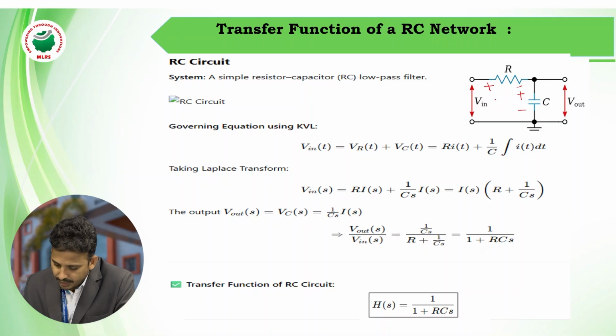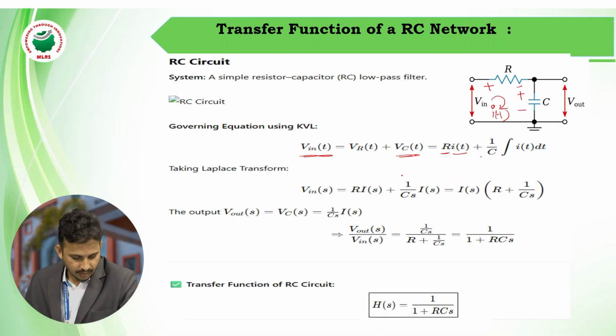Now I am applying KVL in this loop and considering the voltage across the capacitor as the output. So V input, V in, is equal to the voltage across the resistor plus the voltage across the capacitor. The current through the resistor is I of t, so this is equal to R into I of t plus 1 by C integral I dt. The voltage across the capacitor is 1 by C integral I dt.